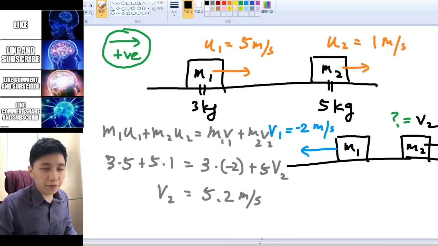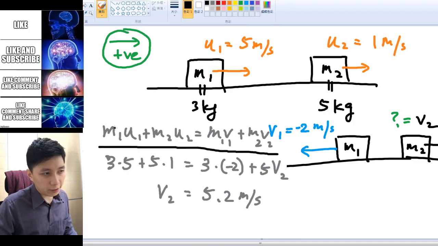That is the end of this video, and in the next video we'll try to derive the formula that is the conservation of momentum, the one that you have been using twice in this video.